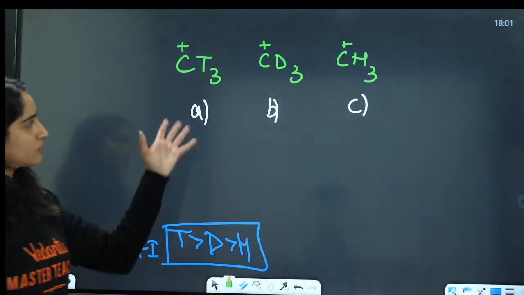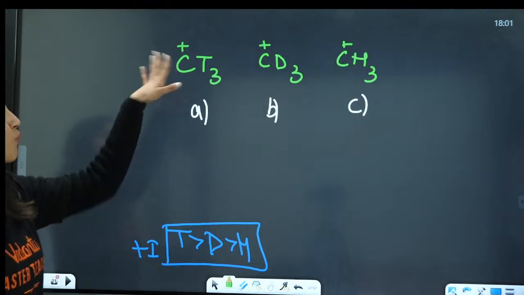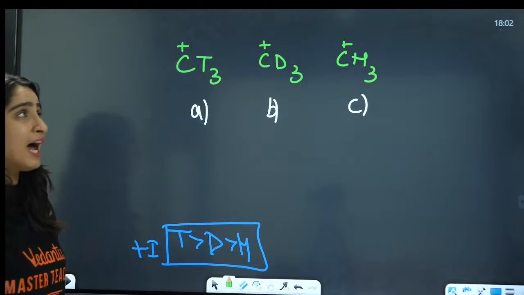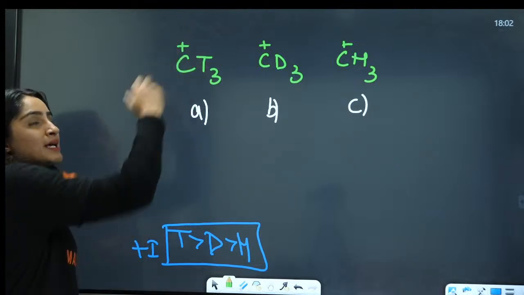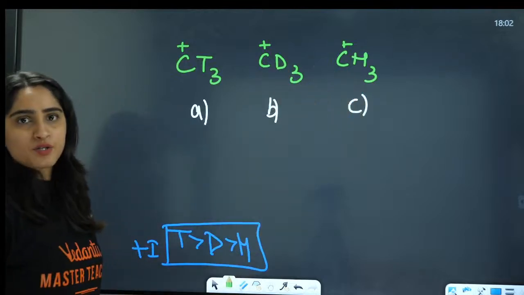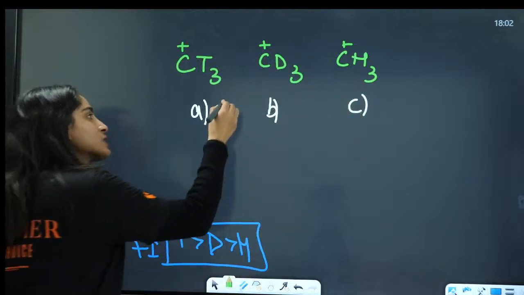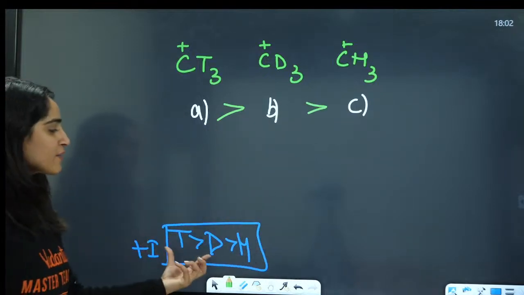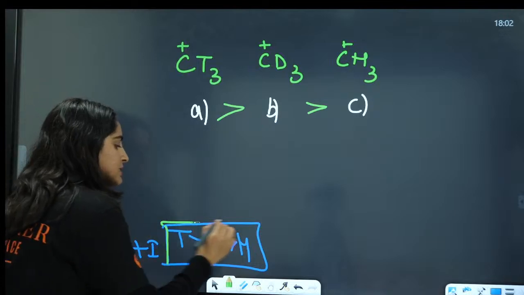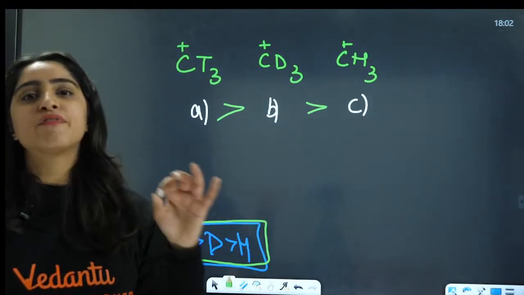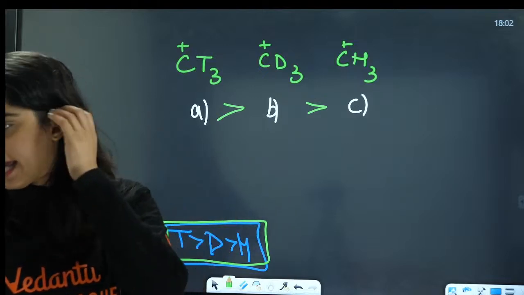Now, if we see this clearly, this is a positive charge, and it has 3 tritium attached to it. That means it has the maximum plus effect as compared to B and C. So A is more stable than B, then C, because the plus effect order is T, D, H. Understood, everyone? The plus effect order is T, D, H.